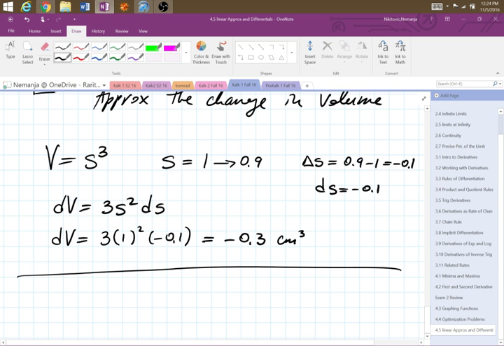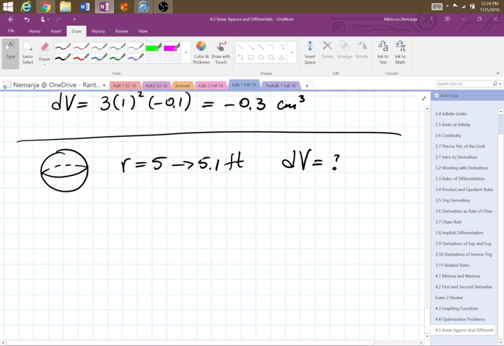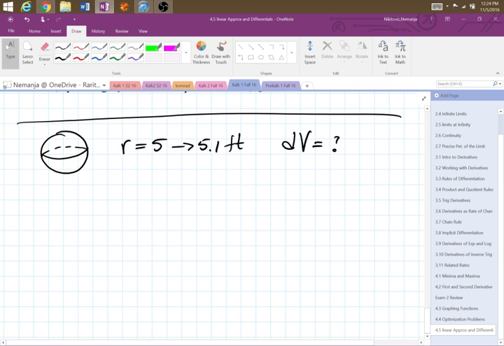So we have: approximate the change in volume of the sphere. We have a sphere, a ball, right? And it says the radius grows from 5 to 5.1 feet. Find the dV. Do we all remember the formula for the volume of the sphere? Yeah, exactly. Good.